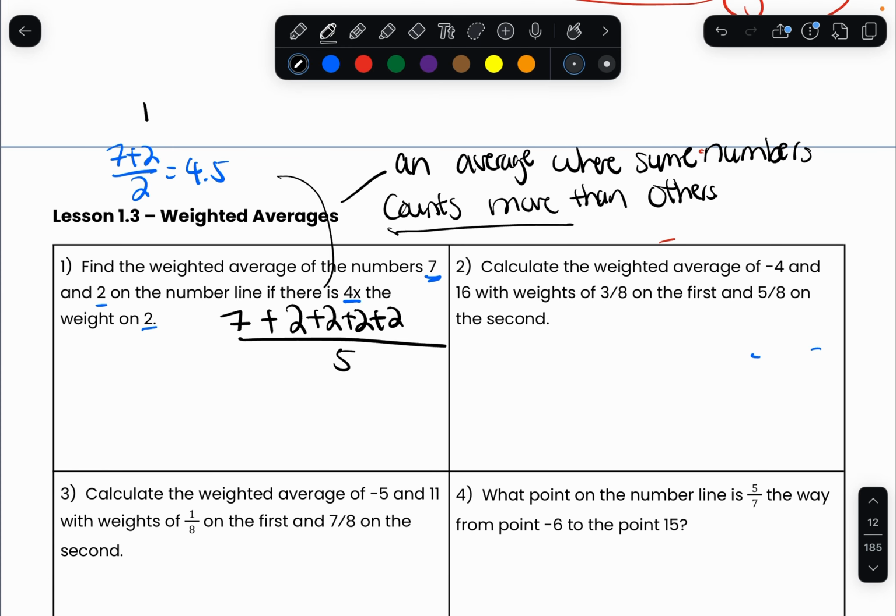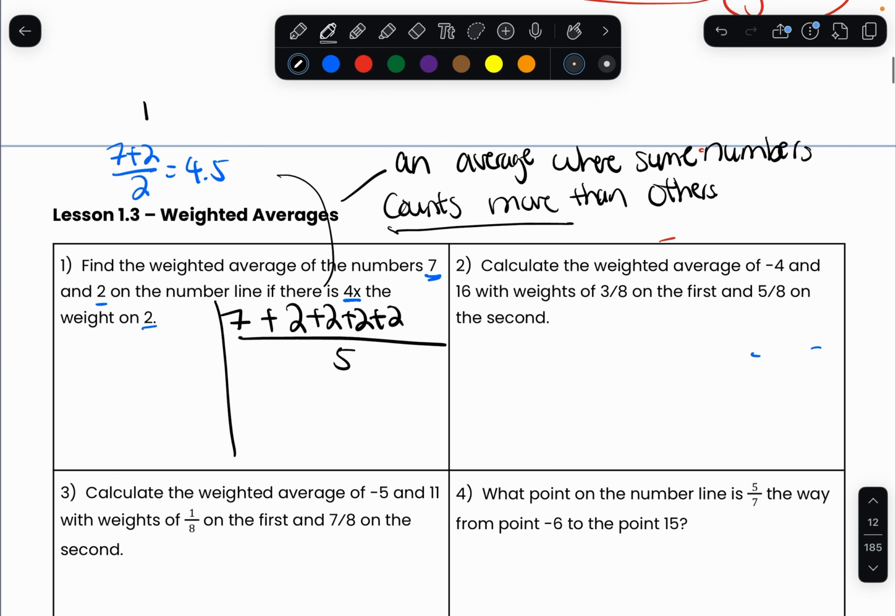Now, let's go and do another example with our formula. Now, to use our formula, first of all, you write down your two numbers. My two numbers are 7 and 2. Now, it says I have 4 times the weight on my 2. So this means I'll multiply 2 by 4. Now, when it says weight, it just means I have 1, 2, 3, 4. It appears 4 times in my calculation.